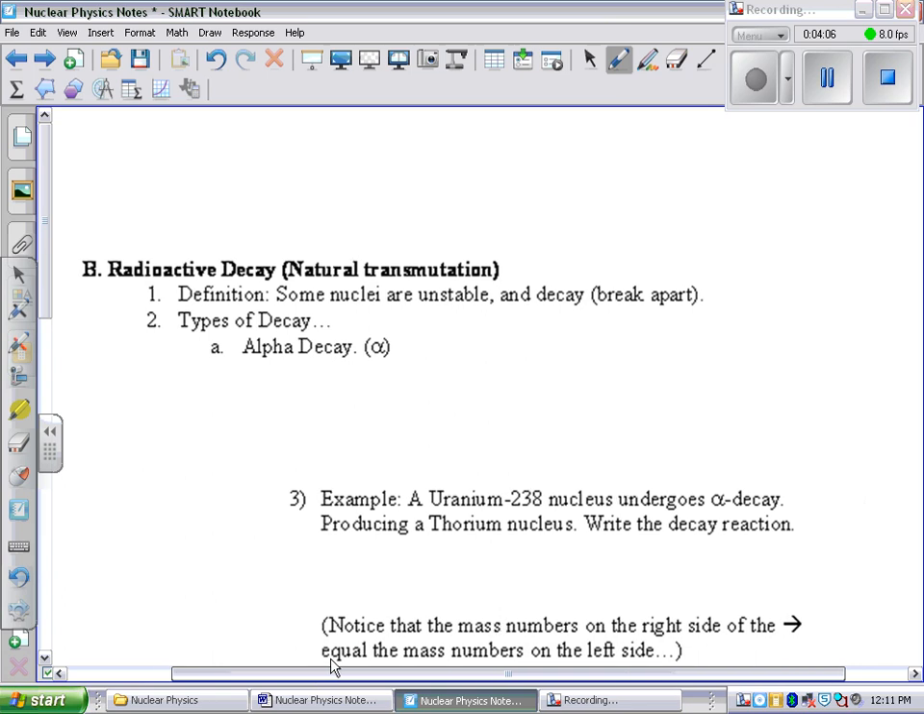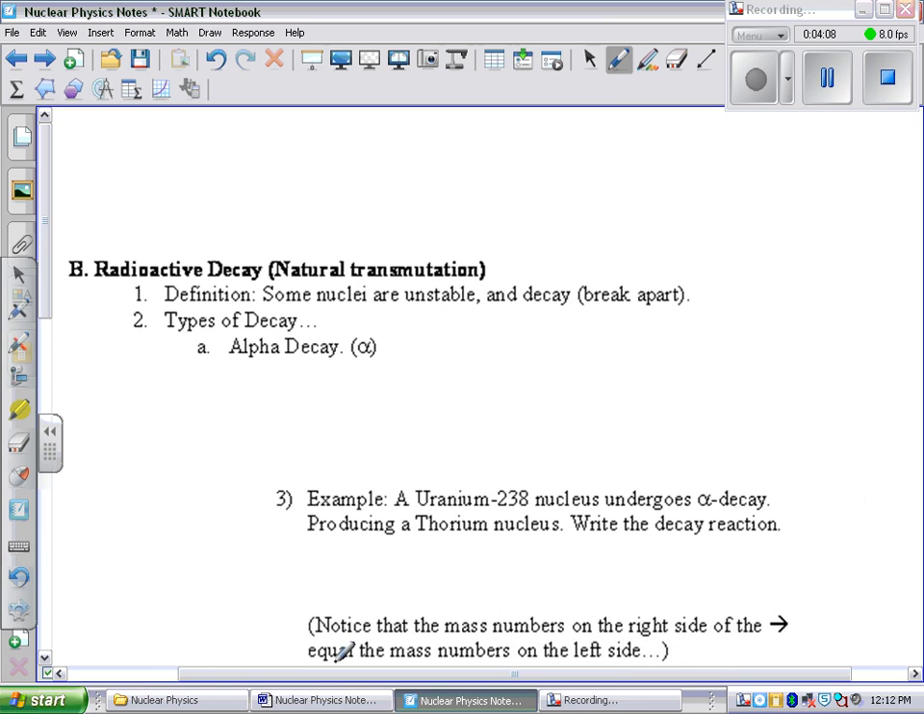Now, some nuclei naturally decay on their own. If you just wait long enough, they'll decay into something else. And there are 3 types of natural decay that we're going to talk about. First is alpha decay. And in alpha decay, a nucleus emits an alpha particle. I'm using the symbol for alpha, as the Greek letter alpha looks like this.